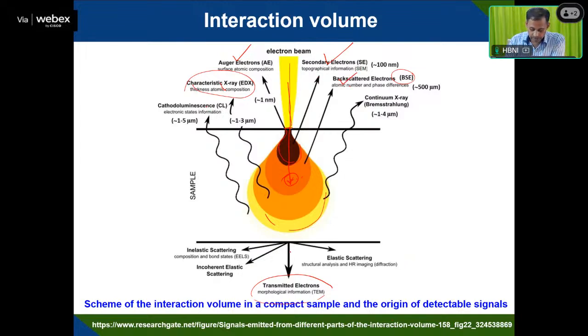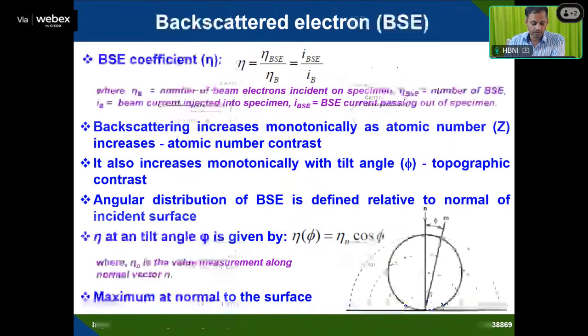And whenever the electron is transmitted, if there is some energy loss, from there electron energy loss spectroscopy comes into the picture. There you can identify the bond state or composition. So we'll discuss all those techniques later on.